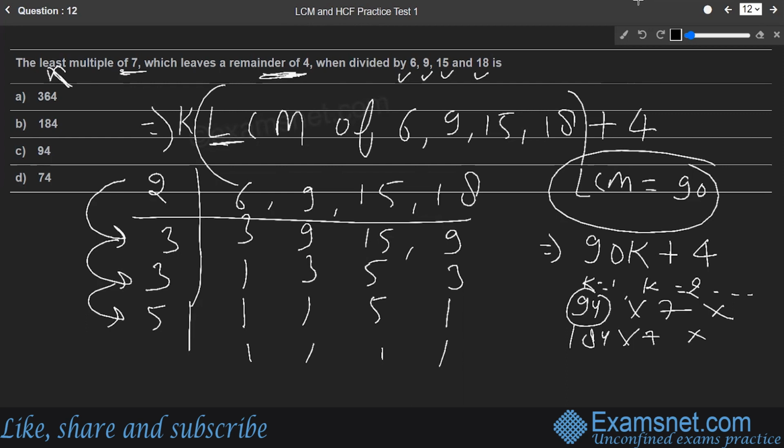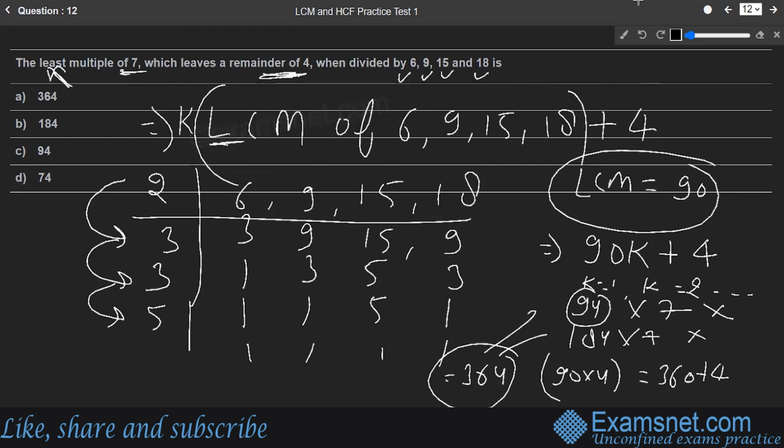In the same way, if we go to 90 into 4, that gives us 360. And if we add 4 to it, the number becomes 364. So 364 is a multiple of 7. So that becomes the right answer. The option available in option number A is the right answer.